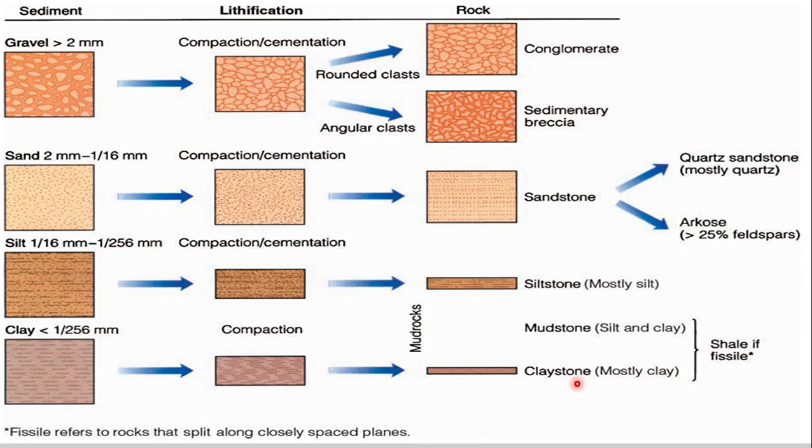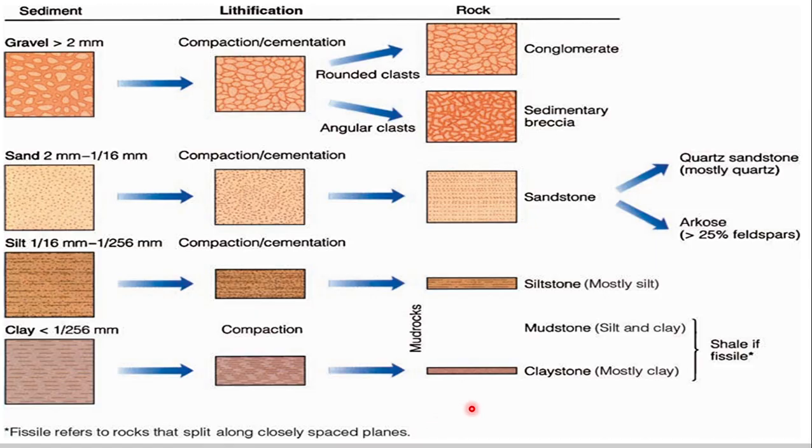And also remember the mudstone and claystone can be shale, on the basis of fissility. If fissility is present in the mudstone, then we can say this is shale. If fissility is present in the claystone, then we can say this is shale. Fissile refers to rock that splits along closely spaced planes.